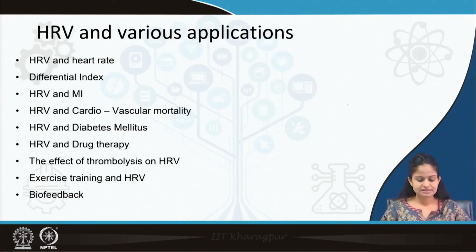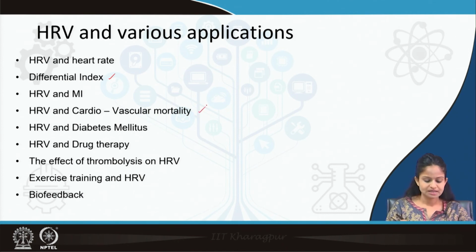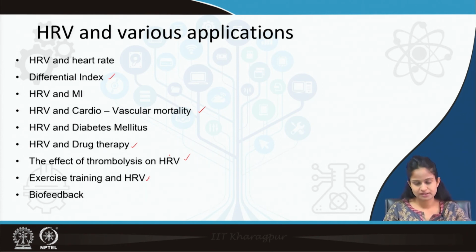Now, heart rate variability and various applications: hence we get a differential index, the mortality risk post myocardial infarction, in case of diabetes mellitus, cardiovascular mortality, drug therapy. We want to give various drugs: the effect of thrombolysis on HRV after thrombolytic drugs are given, and then after antithrombotic drugs are given, what is the effect on HRV. Then biofeedback and exercise training. In athletes and sports medicine, this is an upcoming field of research, that exercise training and the role of heart rate variability in it to assess the cardiovascular health in athletes.